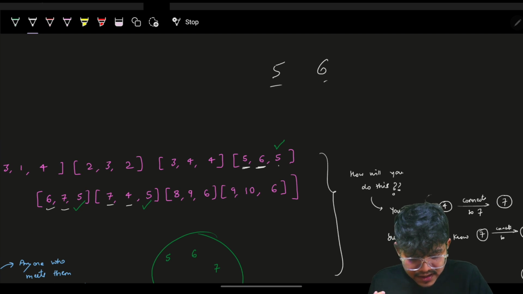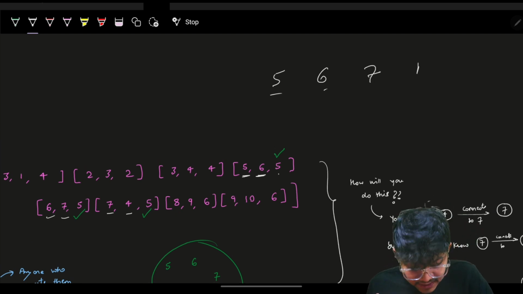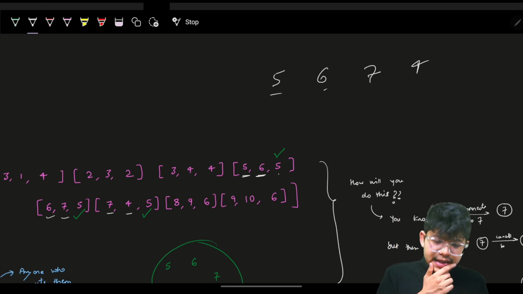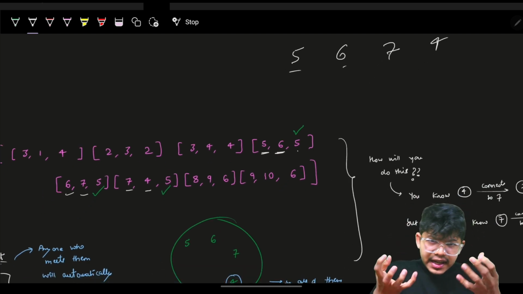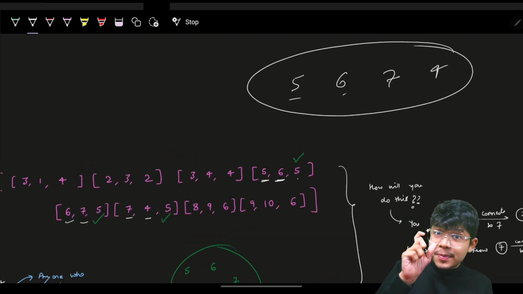So I try to gather the requirements. My requirement is 5 and 6. No, okay. My 6 and 7, no. My 7 and 4, no. So basically, technically, I can grab all the elements at the specific time.